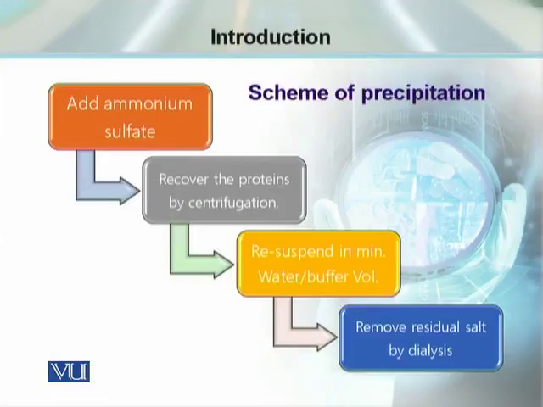Schematic representation अगर की जाए, we add ammonium sulfate salt that is going to cause the precipitation of protein. Those proteins are separated by centrifugation, and those precipitates are then redissolved in the required volume of water or buffer, and if required, the extra concentration of ammonium sulfate will be removed by an additional step which is called dialysis.